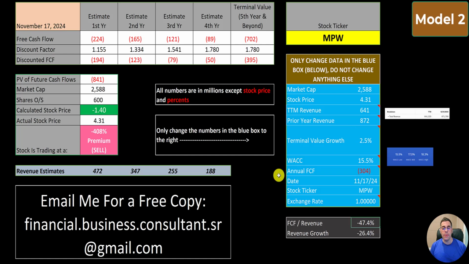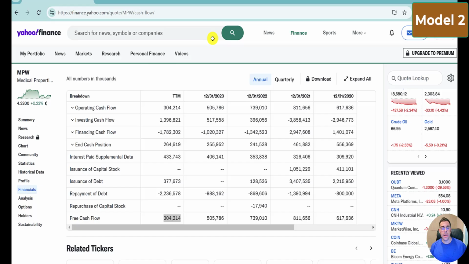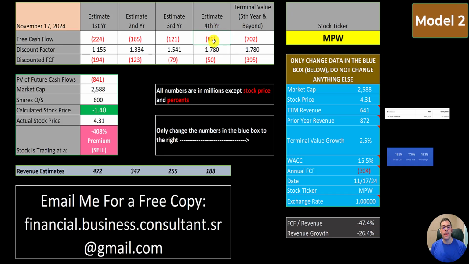Since it's negative, we need to change at least something in the model to get a real value. What I like to do is I like to go back to their free cash flow and just pretend this is negative for the sake of the video, just this number. And we look at their prior free cash flows and they're all positive. The lowest is 505,786. So let's take the lowest to be conservative. And let's say by the 4th year out, their free cash flow is the 505 million, which they actually did in the past. So put that here and then add 3 zeros.